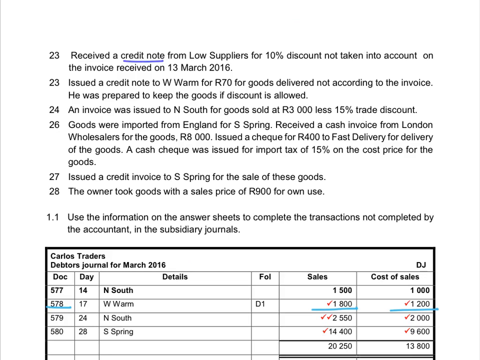Receive a credit note from low suppliers for 10% discount not taken into account on an invoice received on the 13th of May. If we receive a credit note, we receive it from creditors. That means that we originally received an invoice for goods purchased on credit on the 13th, and they omitted to deduct the 10% discount that they promised us. So this entry will be recorded in the Creditors Allowances Journal to reduce the amount that we owe to our creditors.